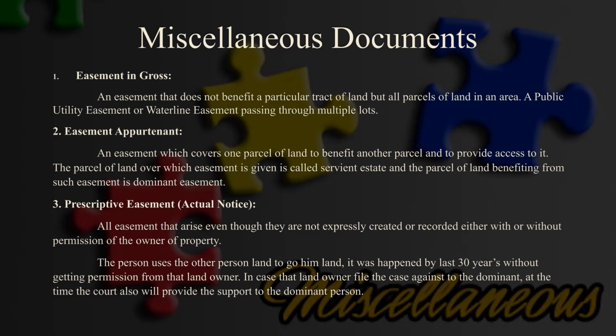Last easement type is prescriptive easement. A prescriptive easement is an easement acquired through open and notorious use of an owner's land which is adverse to the owner's rights, for a continuous and uninterrupted period of years. The period of years required for such an easement is defined by state laws.